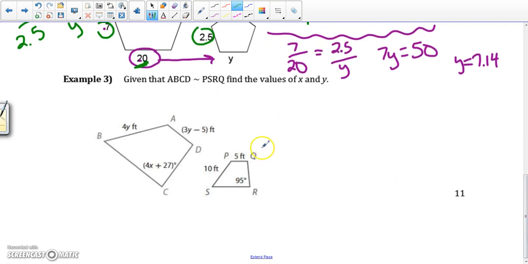Example 3, let's set this one up. We won't necessarily solve it. But notice here's your two similar figures ABCD to PSRQ. And they're not really oriented the same way. They're turned a little bit, but the corresponding sides, you can still make them match up.